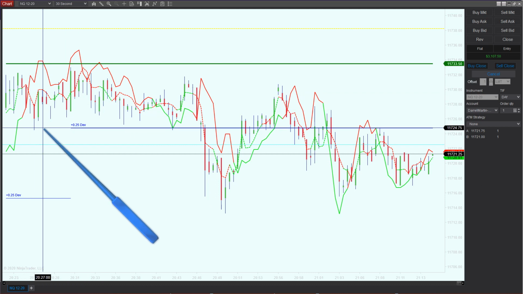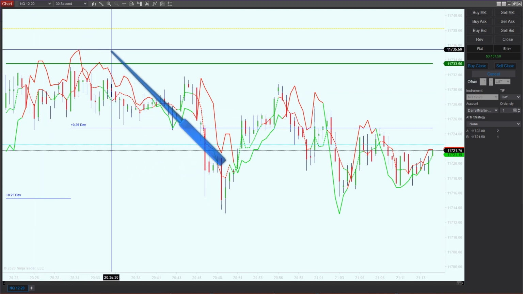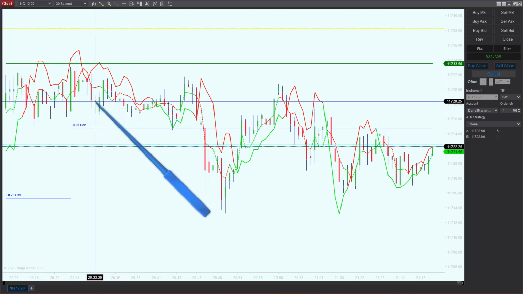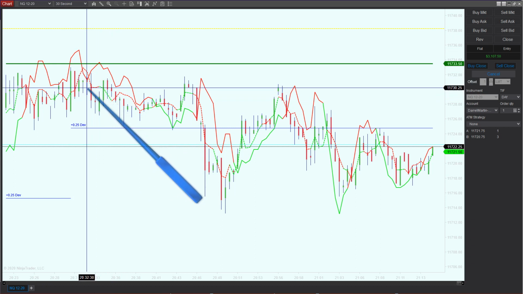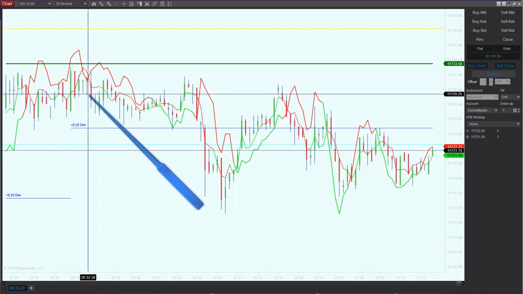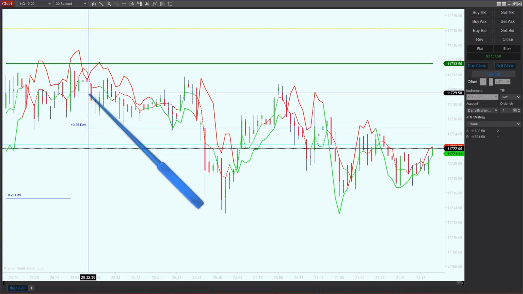To me, that's actually not the exit. That's another entry. So now we get where both are angling down. And I could go short. If I was going to go short, what would be a target I might consider?